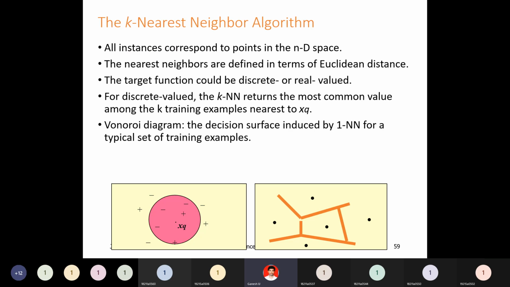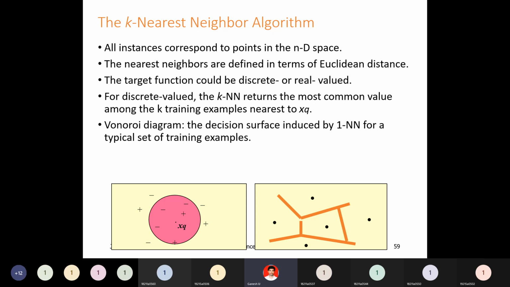In k nearest neighbor, the main thing is that xq is the point. See here in the figure, xq is the point. So xq is related to which class, plus class or minus class? There are plus objects and minus objects, so different elements surround the xq element. There are so many objects, so which category is this xq related to?